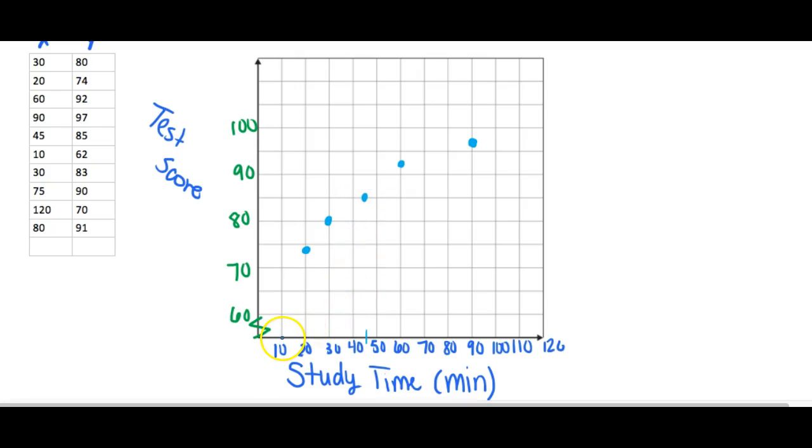And at 10 minutes, they said it was at 62. And at 30 minutes, they said it was an 83. So maybe. And don't worry if they're really close together. Sometimes that'll happen and that makes a cluster. So at 75 minutes, we're at a 90. So again, this is one of those that we have to kind of go in between.